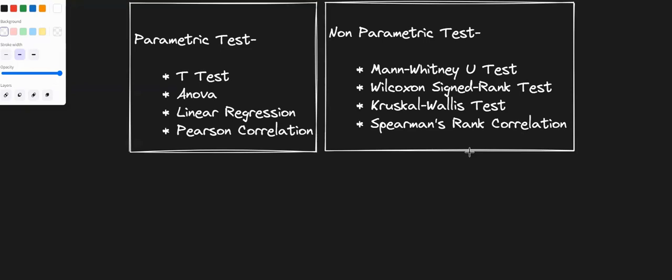Non-parametric tests are statistical tests which do not make some of the specific assumptions made in parametric tests, like normally distributed data. They are more flexible, but the key difference is that non-parametric tests are generally less powerful than parametric tests. Widely used non-parametric tests are Mann-Whitney U test, Wilcoxon, Kruskal, and Spearman's correlation.